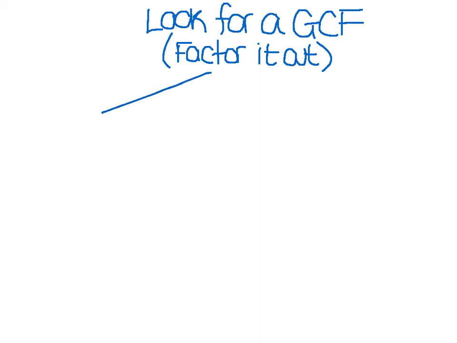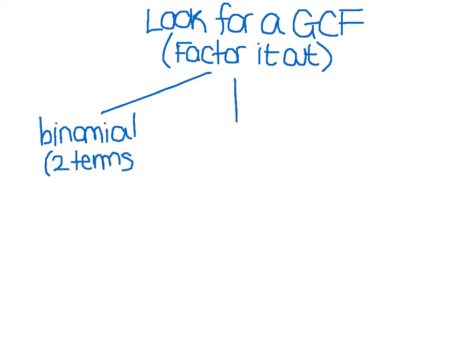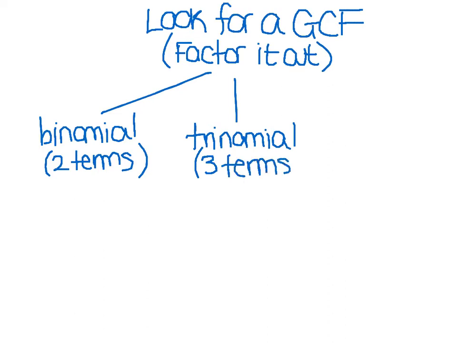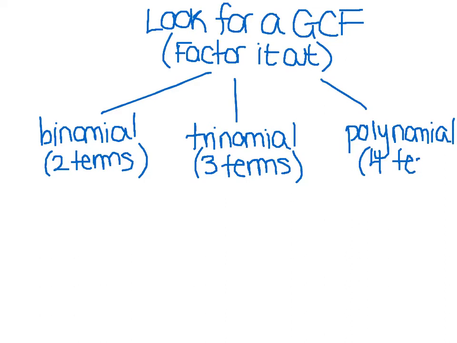After that, you should then look, do I have a binomial? Remember, that's two terms. Do I have a trinomial? That's three terms. Or do I have a polynomial? And we're just going to classify this right now as four terms. So you've learned a couple different methods to solve.